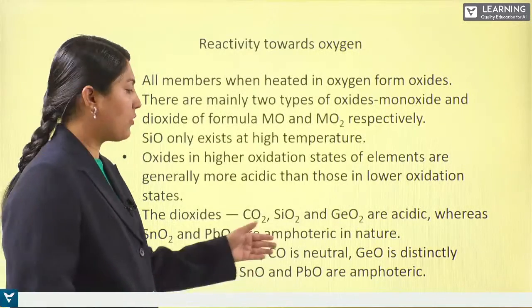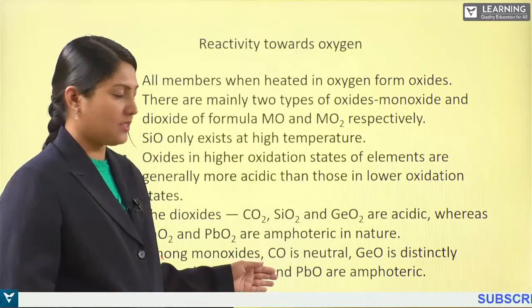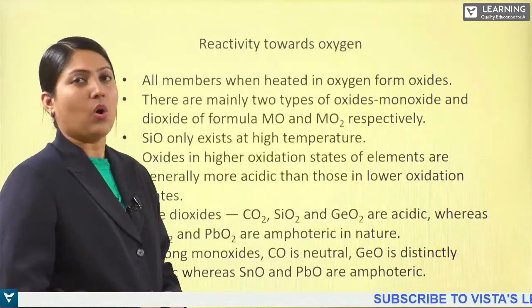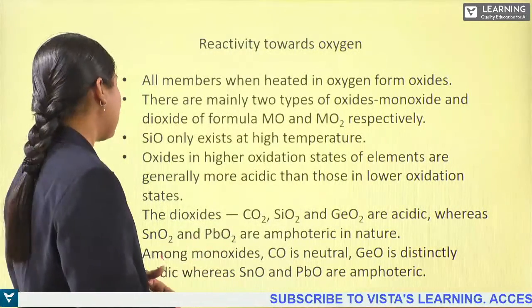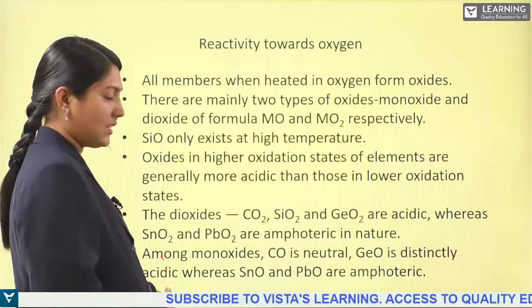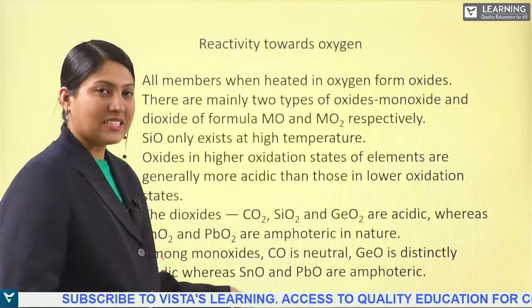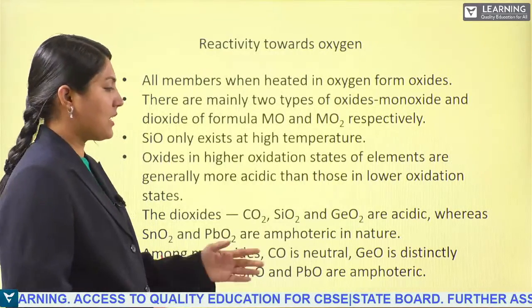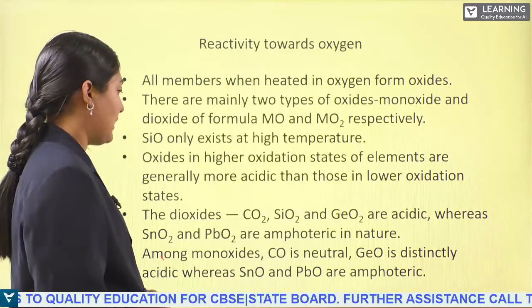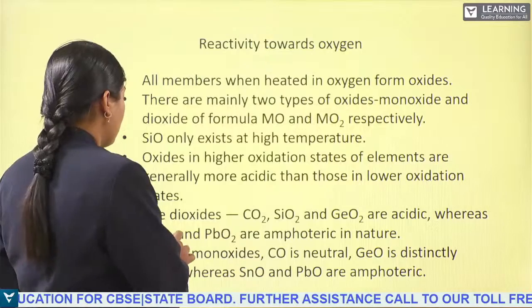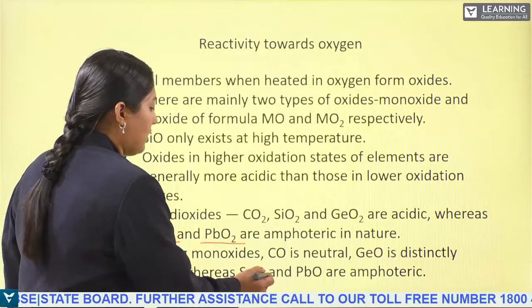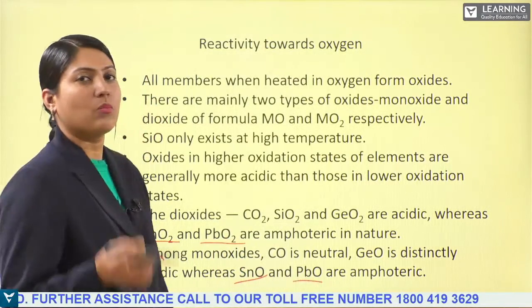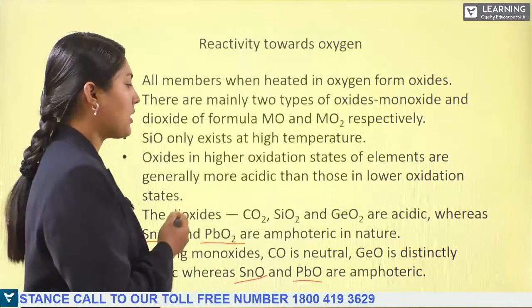Among monoxides, carbon monoxide is neutral, as I said, and germanium monoxide is distinctly acidic in nature, whereas zinc oxide, stannous oxide and lead oxides are amphoteric in nature. You can see here, lead and stannous monoxide as well as dioxide, both are amphoteric in nature.